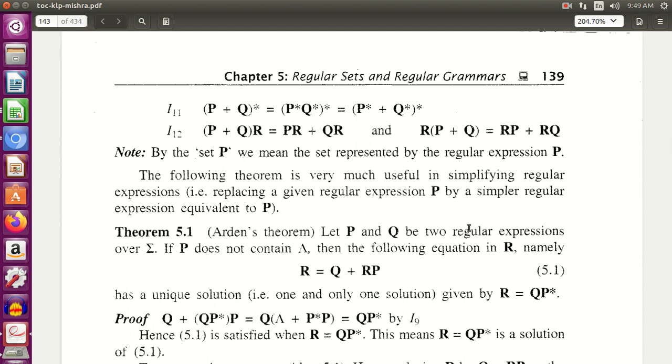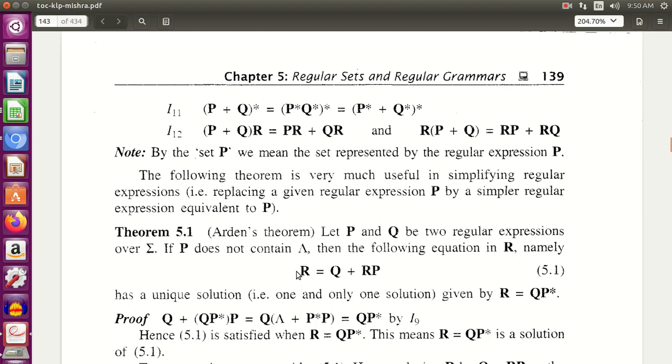Arden's theorem says that let P and Q be two regular expressions over sigma, and if P doesn't contain lambda, then the following equation in R, namely R is equal to Q plus RP, has a unique solution, one and only one solution, and that solution is R is equal to QP star. So basically P, Q, R are regular expressions.